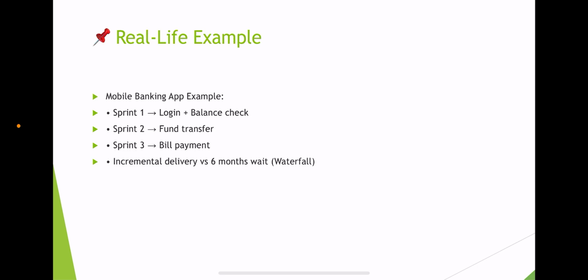Some real life example we can see here. For example, you need to implement a mobile banking app. Instead of waiting 6 months for a full release using Waterfall, Agile delivers basic login functionality and balance check in sprint 1, then fund transfer in sprint 2, and later bill payments in sprint 3. So we give the application to the end user in chunks. That is the beauty of Agile.